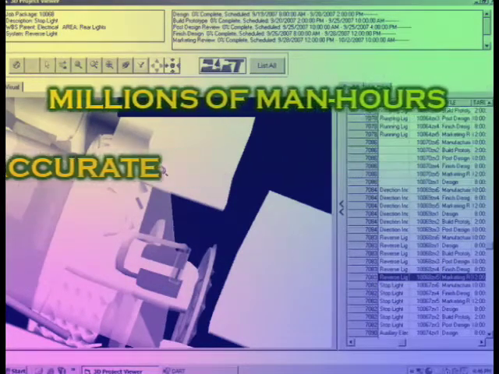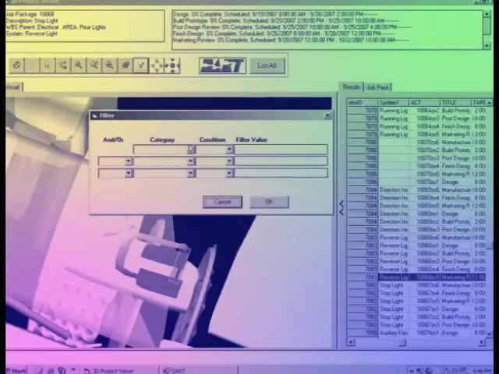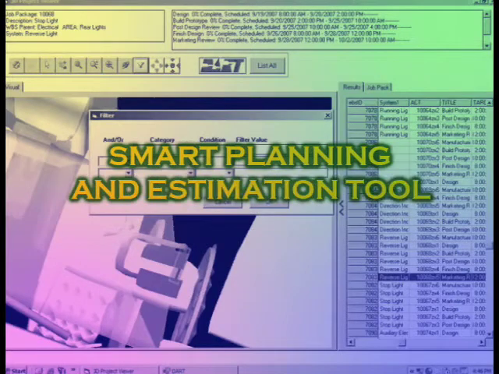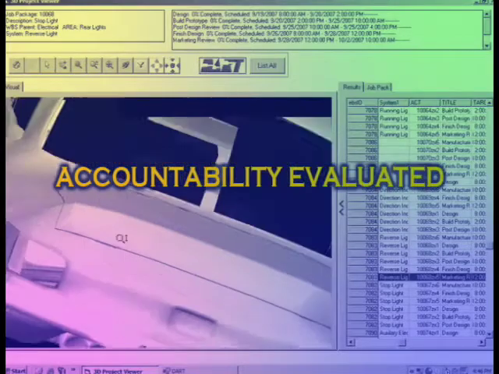Millions of man-hours and hundreds of job services are updated in the system, creating the world's first smart planning and estimation tool. At the end of the day, rather than the week, month, or turnaround, man-hour reductions are guaranteed, best solutions are agreed upon, and accountability is evaluated.